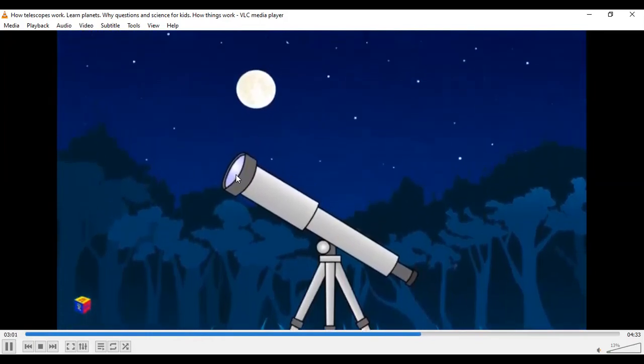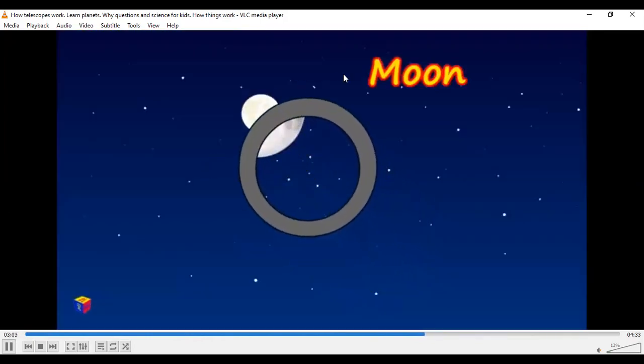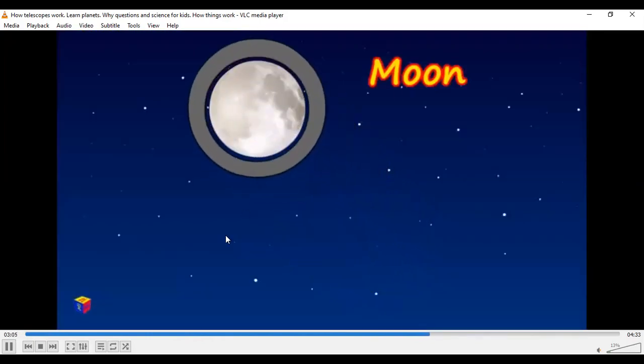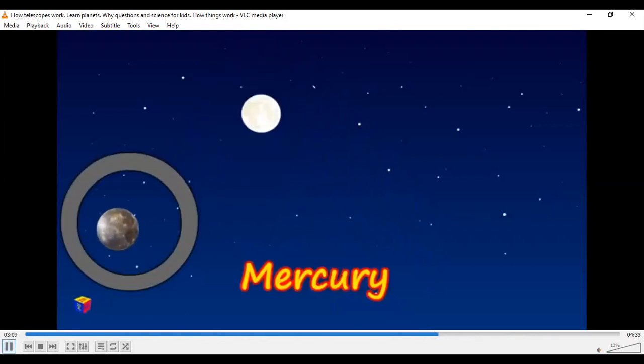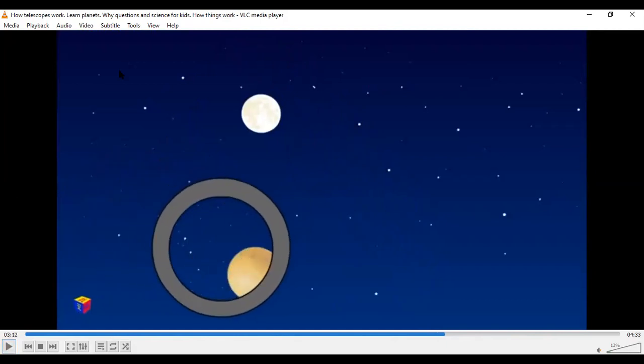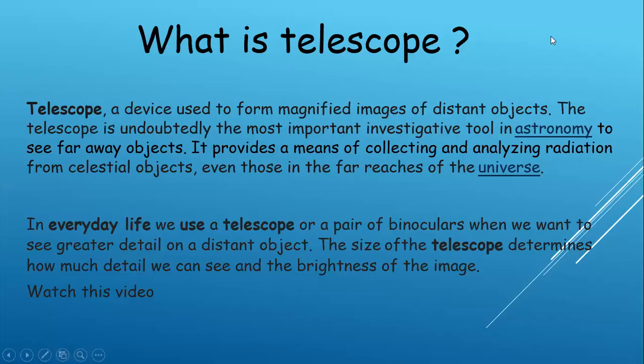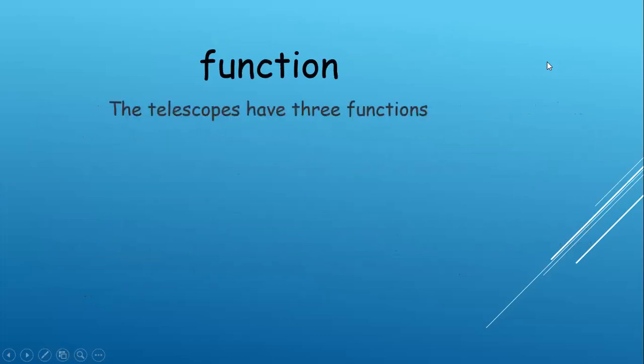With the help of a telescope, we can see the magnified moon, Mercury, and every other planet. So this is the working of your simple telescope. Now we are going to move on to the functions of the telescope. There are three functions of the telescope.